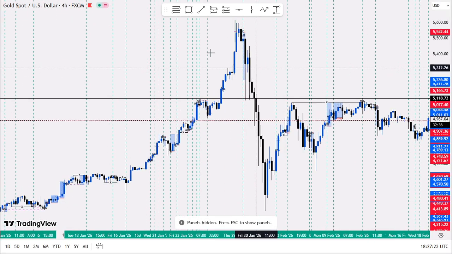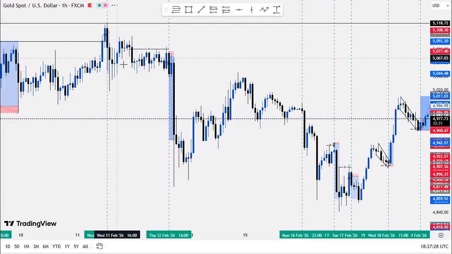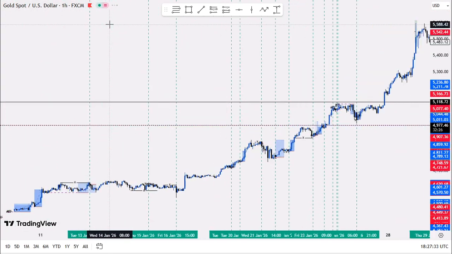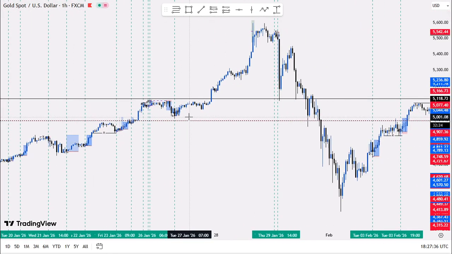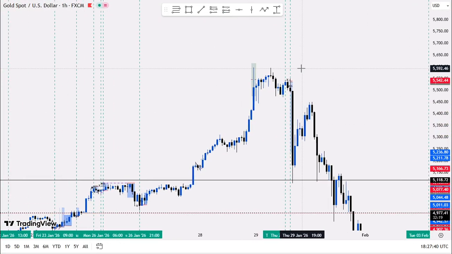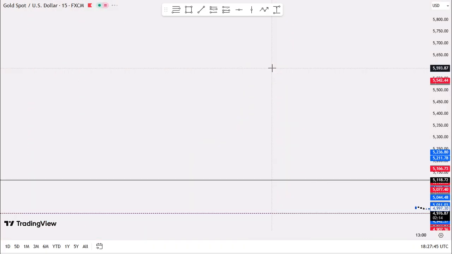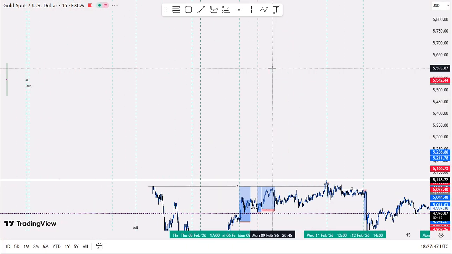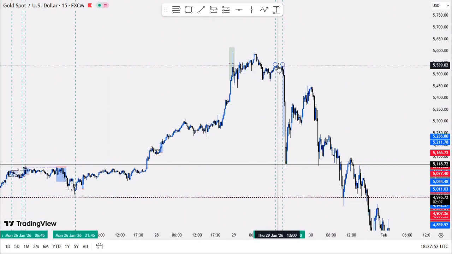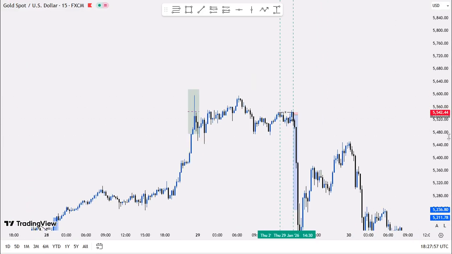It didn't form like that on 4 hours, right? Well, it did on 1 minute, 1 hour, and also 15 minutes. So as I said, this is only when we're at an all-time high, not in a normal uptrend. When we're at an all-time high, you see something like this. So this was an example.